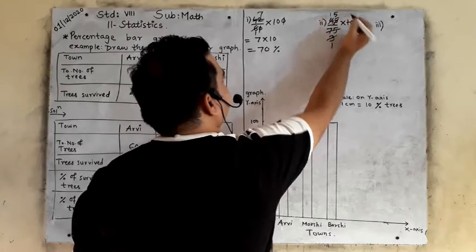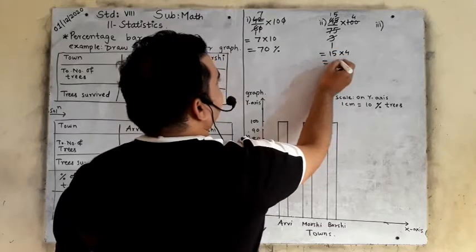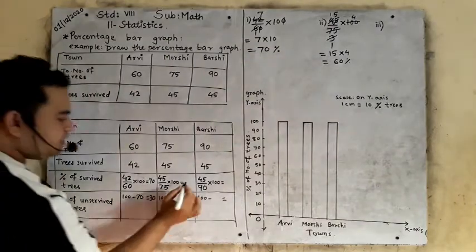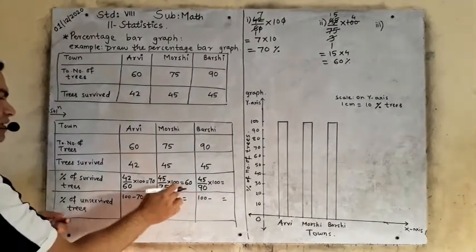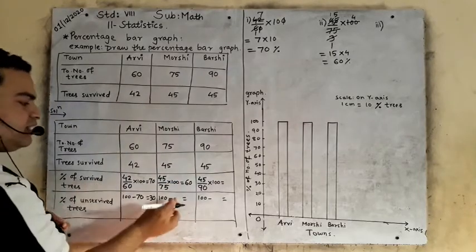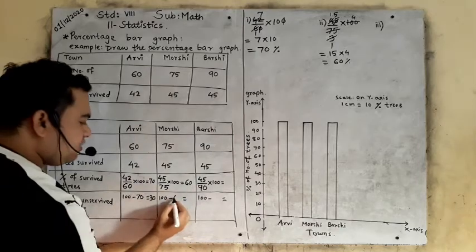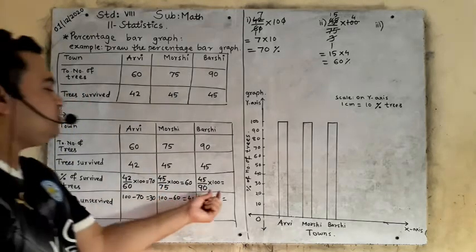3 5s are 15. So what remains from up? 15 multiplied by 4. So 15 4s are 60%. So what will I write here? I will write 60. So 60% trees are surviving. Then how many trees are unsurviving? 100 minus 60. So how much will remain? 40. Is it clear? Now I will solve this.